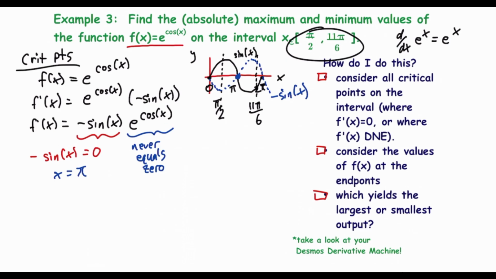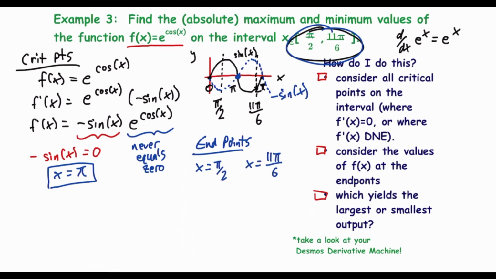So in terms of our critical point, we're just going to consider x is equal to pi, and then we also need to consider our endpoints. And they're given in our interval in our question up here. So we're also going to look at x equals pi over 2 and x equals 11 pi over 6. So we've considered our critical points. We've identified them. We have considered the values, and let's actually plug them in now.